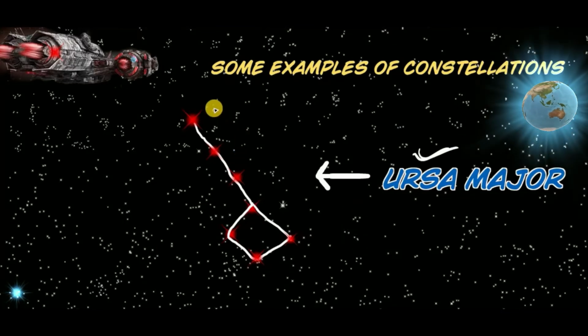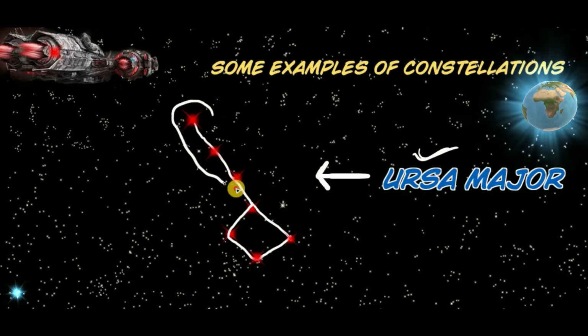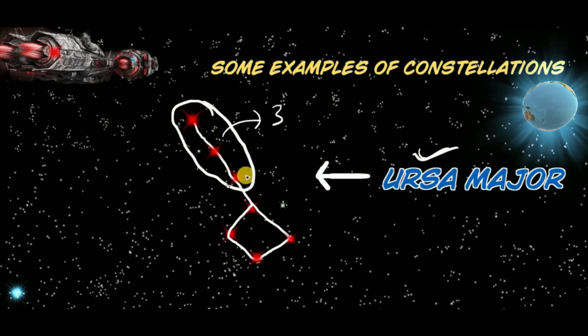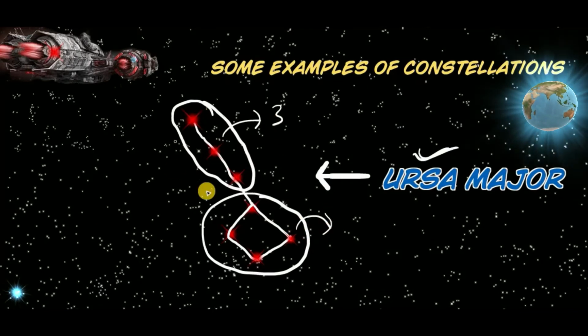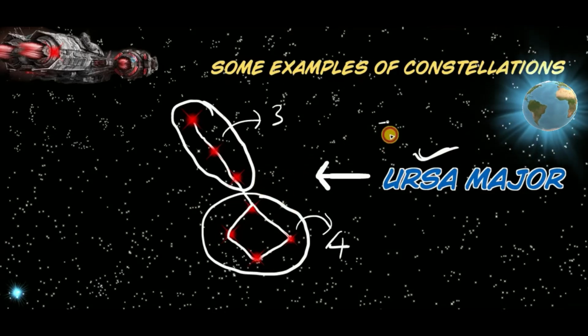If you see here, there are 3 stars which represent the handle of the spoon, or the handle of the dipper, and there are 4 stars to represent the bowl of the spoon. So in total, how many stars are there in this constellation? There are 7 stars.